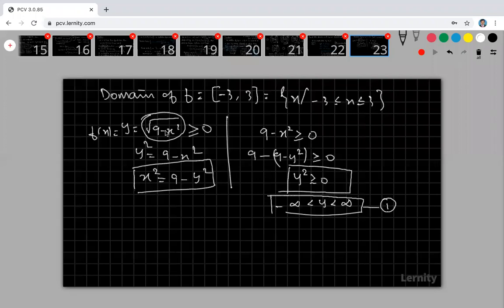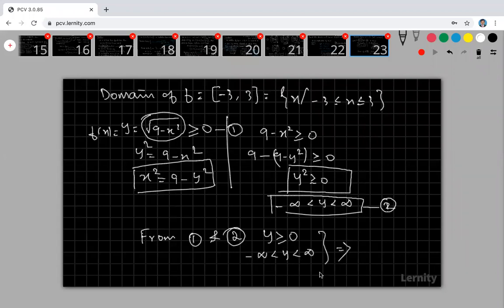We have already said that the root of 9 minus x square is positive, and the root of a positive value is positive. So take this as equation number 1, and this as equation number 2. From 1 and 2: what is my 1? y greater than or equal to 0. And here, minus infinity less than y less than plus infinity.